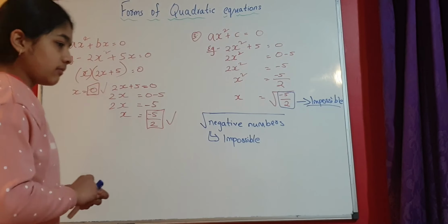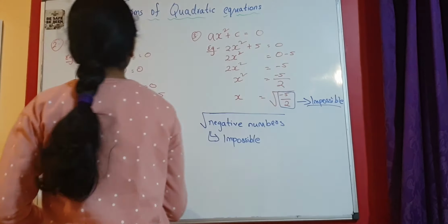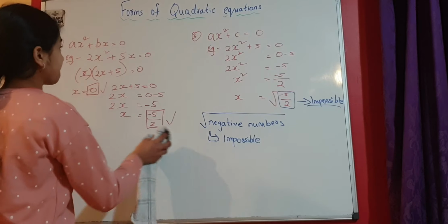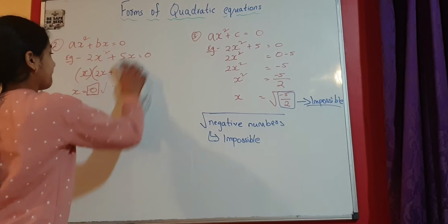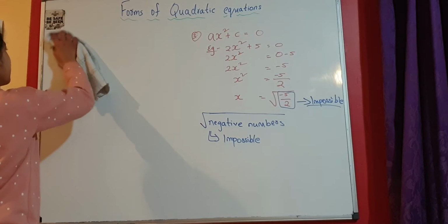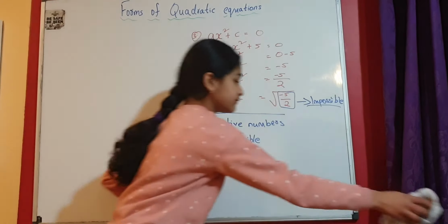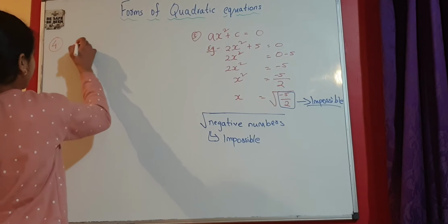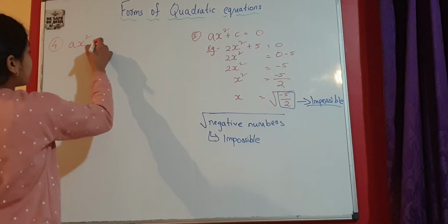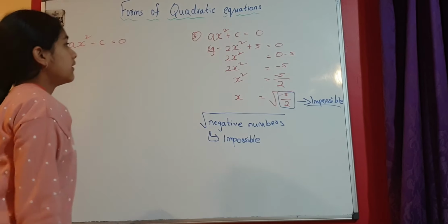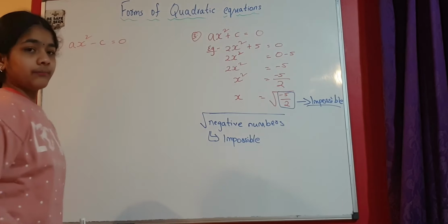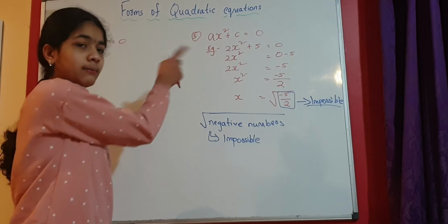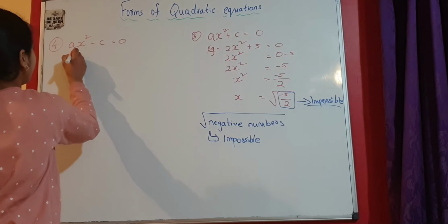Let's take one more form of quadratic equation next. The fourth form of quadratic equation is ax square minus c is equal to 0. Now what is the difference between this form and that form? Here we have minus, here we have plus. So there is a very big difference between these two equations. Let's take an example again.